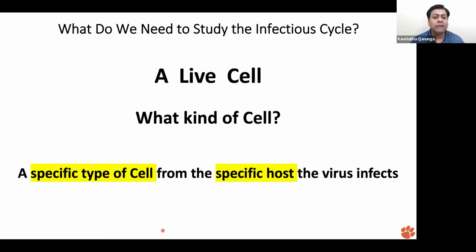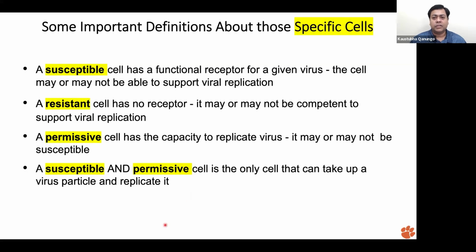This is a very important concept. Make sure that if you have your notes, you underline or highlight those words to understand a couple of definitions. We need a specific type of cell from the specific host the virus infects. This is very important: a specific type of cell from a specific host. Based on that, we have some definitions, and you will see some important definitions about those specific cells.